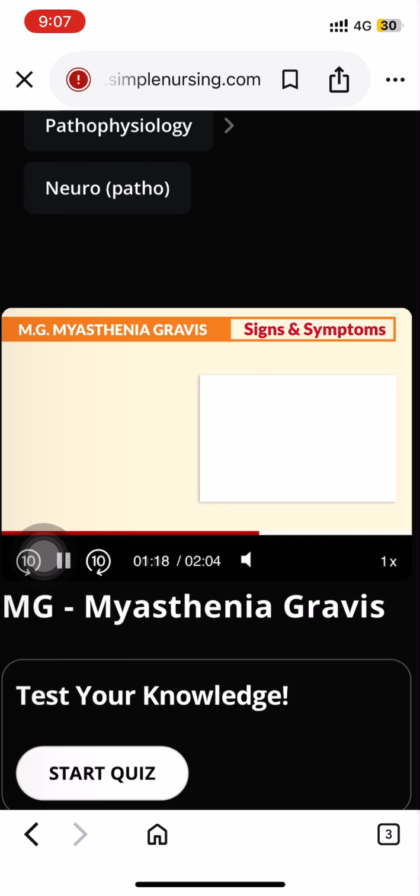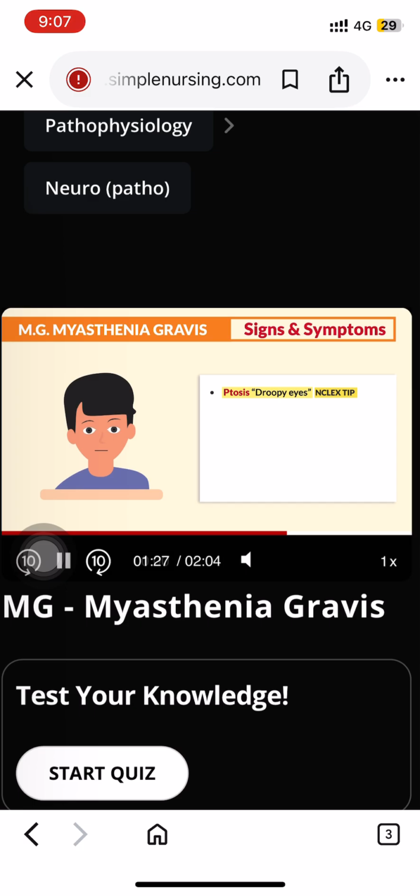Now, the key term to know is ptosis, those droopy eyes. This is a classic symptom on all the NCLEX questions. Some question banks use the key terms decreased eye and eyelid movements. So just think of the character Sleepy from Snow White and the Seven Dwarfs.